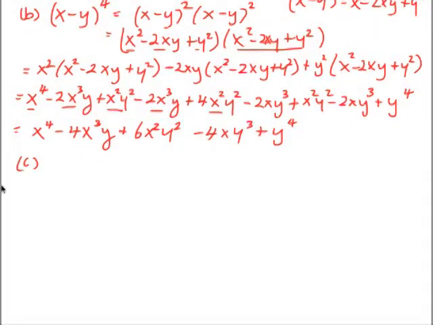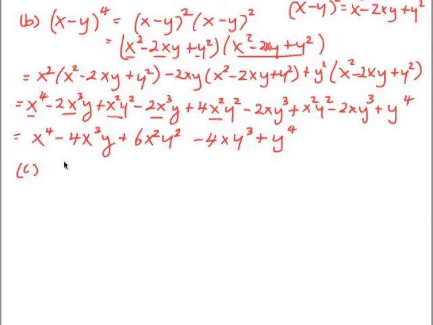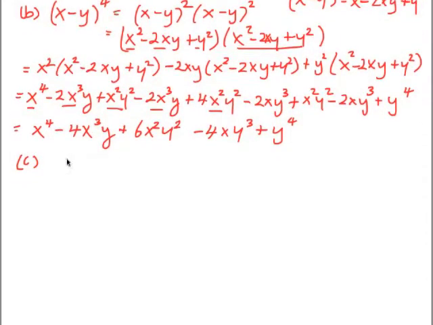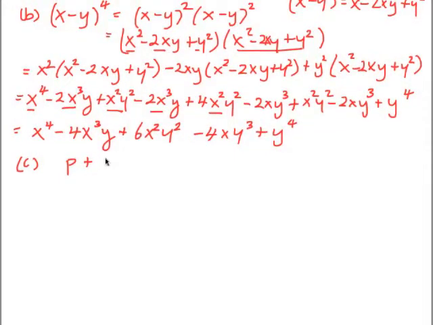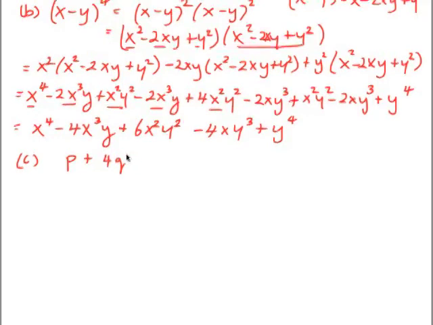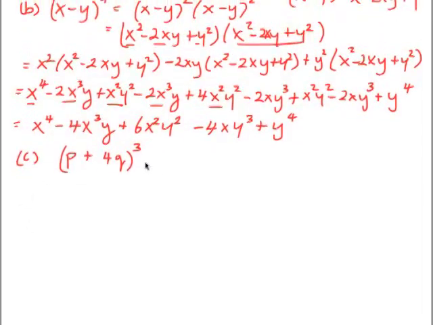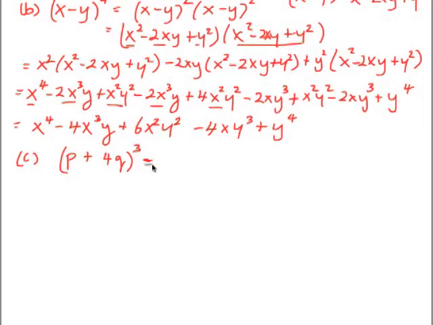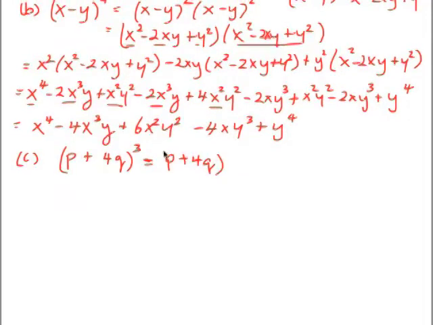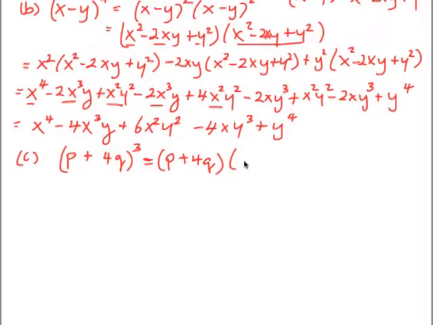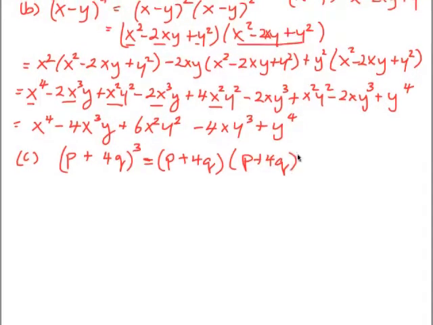Right, let's do one more. Okay, in this case let's suppose that we have p plus 4q cubed. Now the thing to remember about this is that this could be written as p plus 4q by p plus 4q squared.